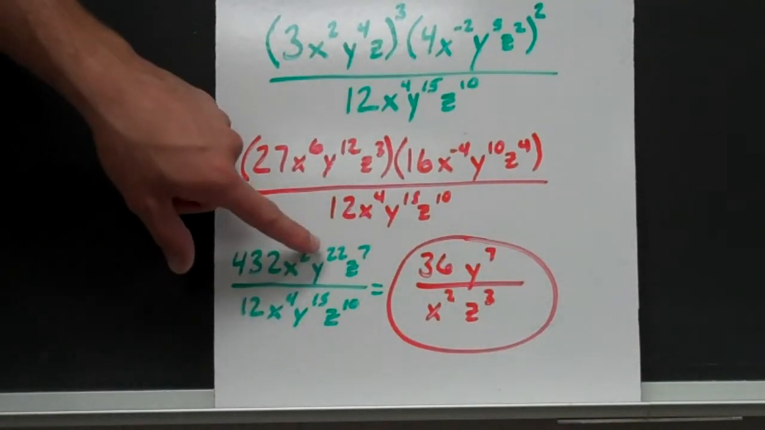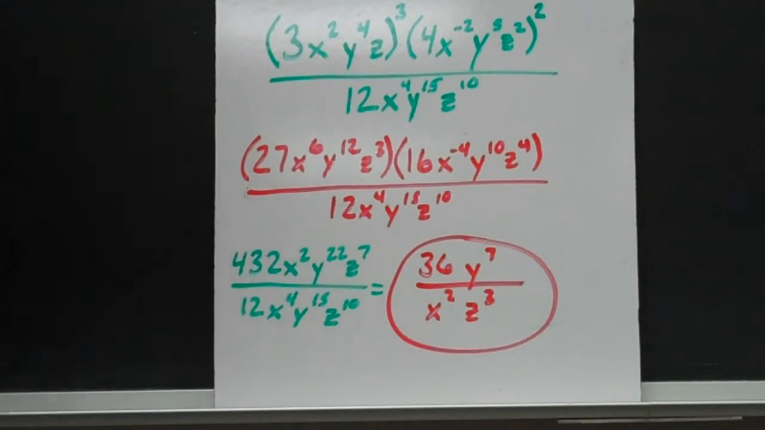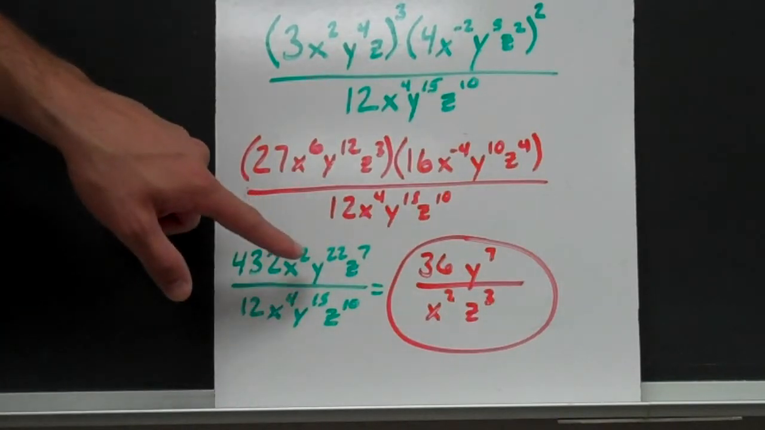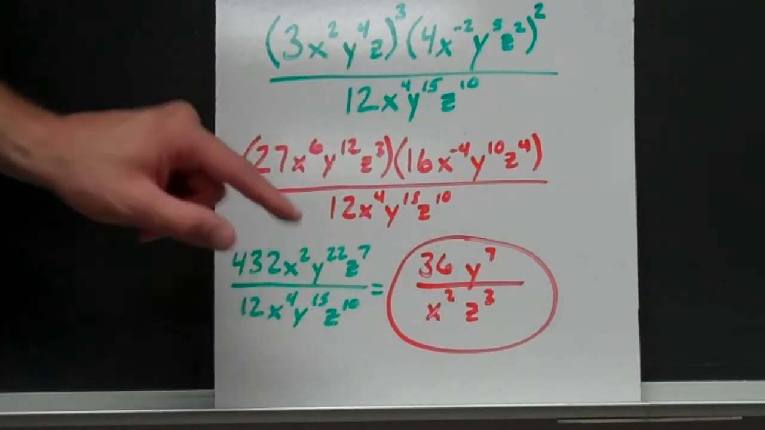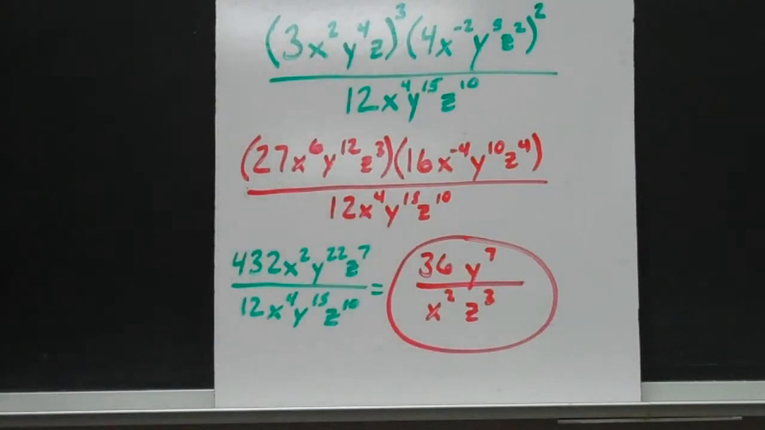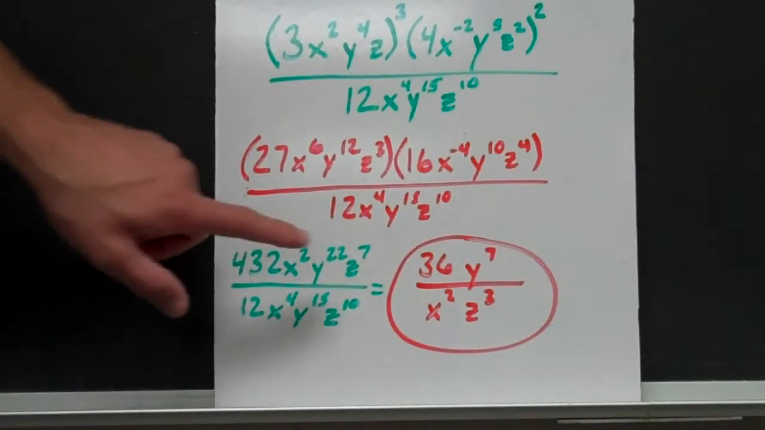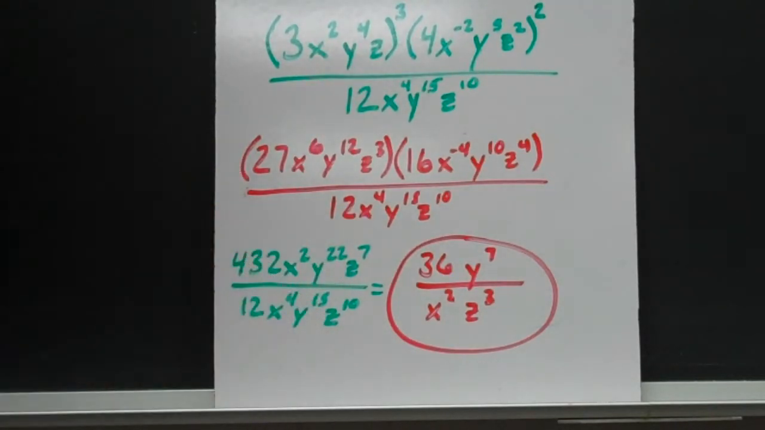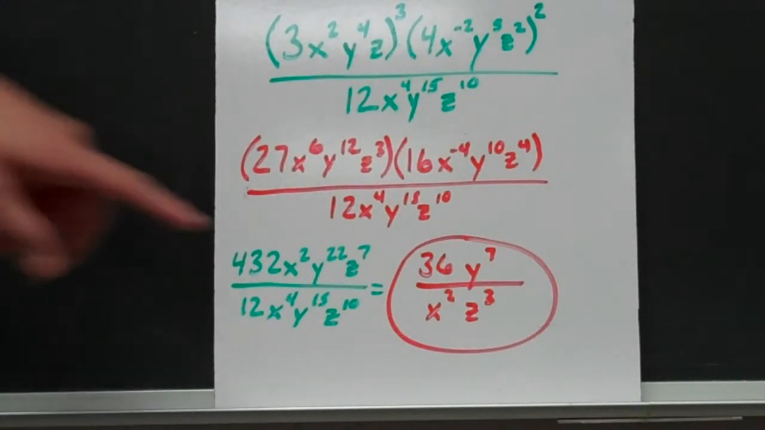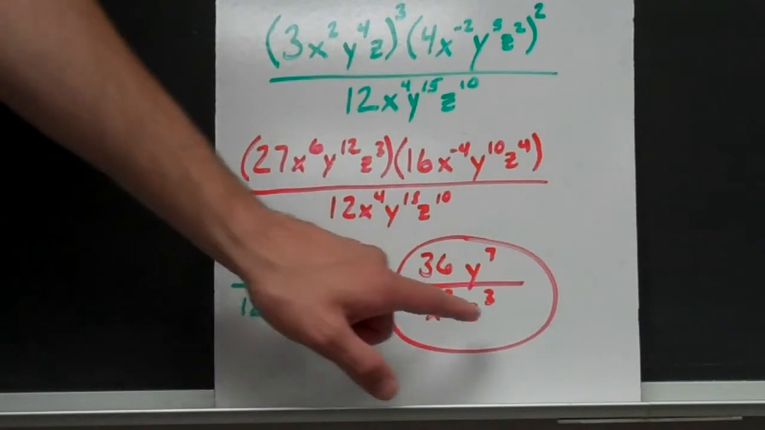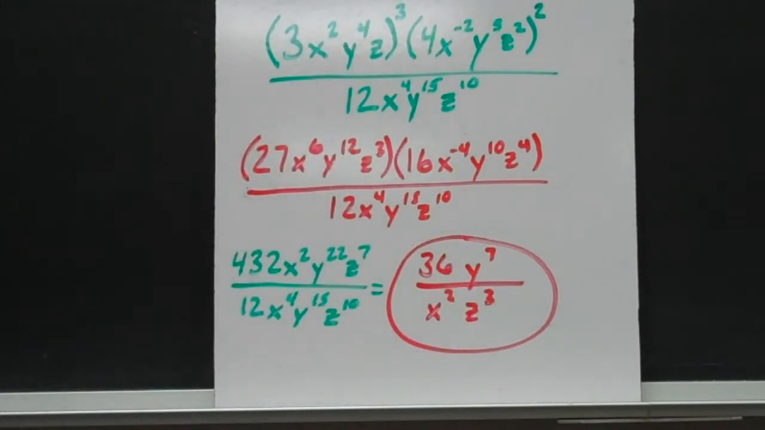For the y's, we have more of them on top, 22 on top, 15 on the bottom. So our y's are going to be on top. 22 minus 15 is 7, y to the 7th. And we've got 7 z's on top, 10 of them on the bottom. We've got more on the bottom, so we're going to leave them there. 10 minus 7 is 3. So our final answer, 36y to the 7th over x squared z to the 3rd.